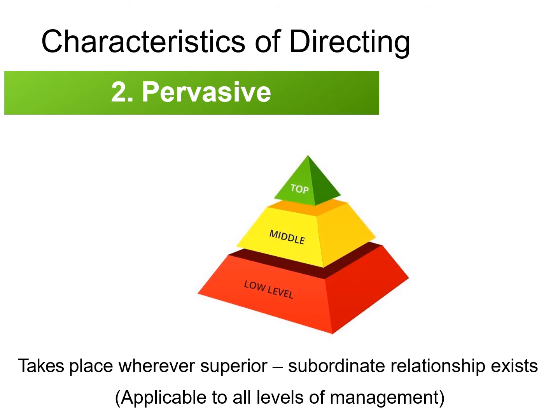Next characteristic of directing is that it is pervasive. That means it takes place at all the levels of management, any level that may be. So every manager from top executive to any supervisor performing in an organization performs this function. So directing takes place whenever superior subordinate relationship exists.